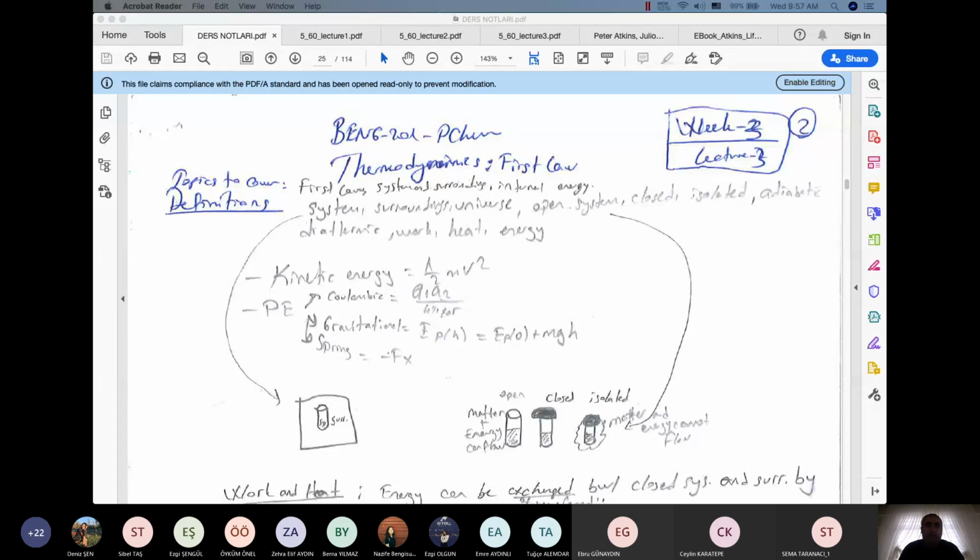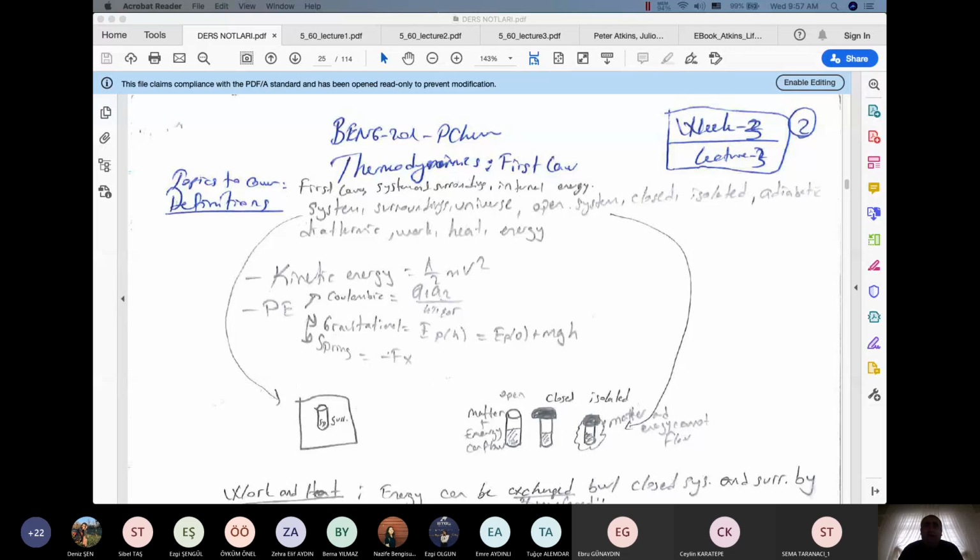Güzel, harika. All right, let's start today's discussion about the first law of the thermodynamics. Actually, the zeroth and the first law of the thermodynamics. Today we are going to cover.